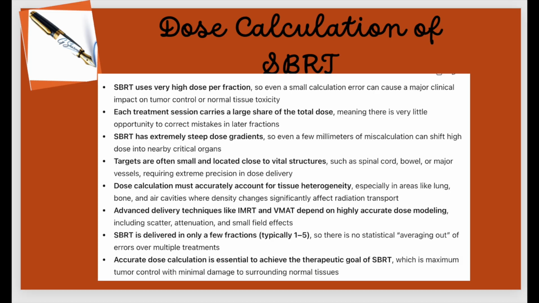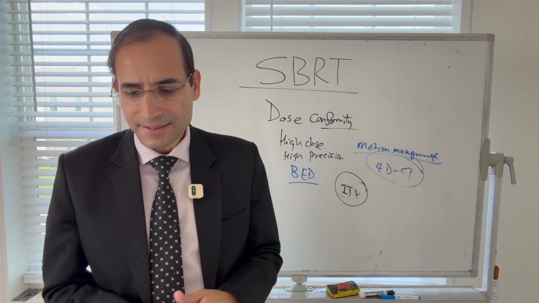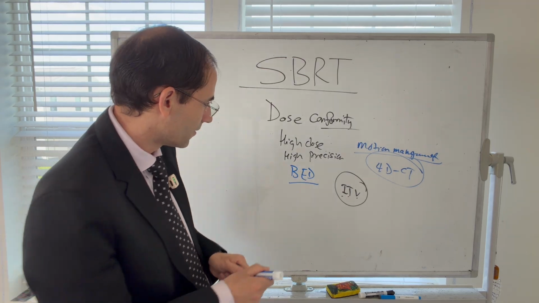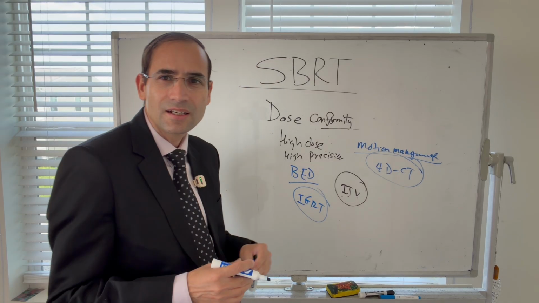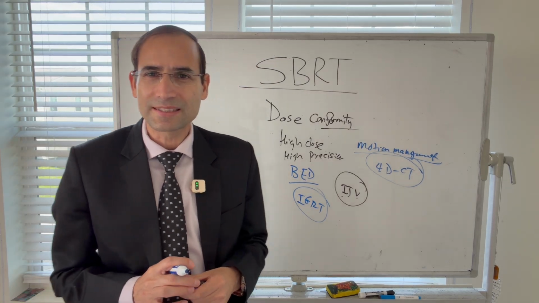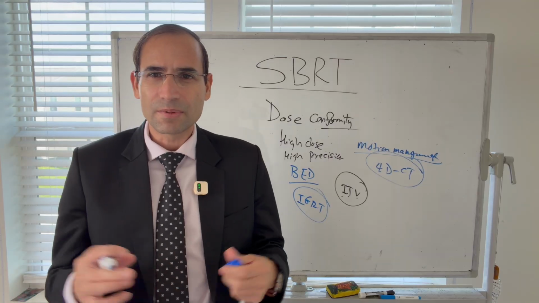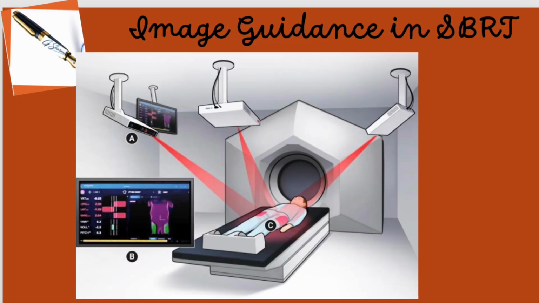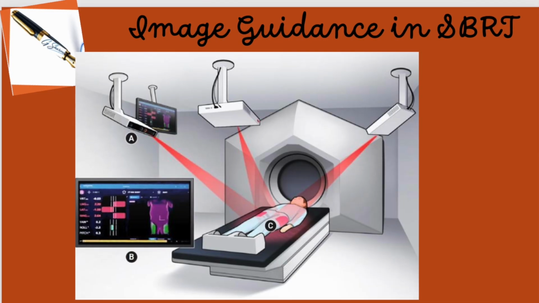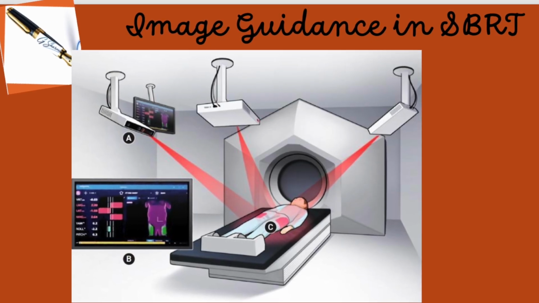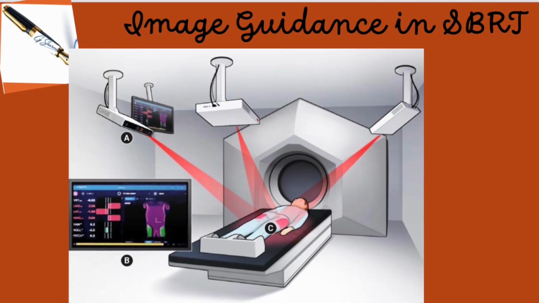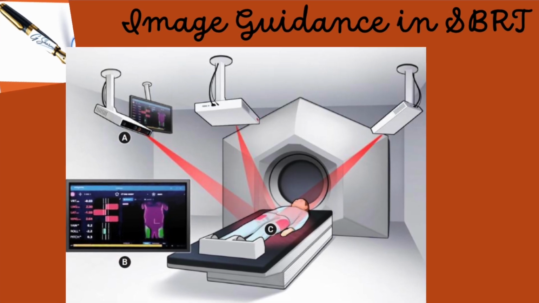Let me go a little further with image guidance, which we call IGRT. I'll have a next lecture on surface guided radiation therapy, so I'll discuss that in detail. Before the treatment, we verify the tumor position using cone beam CT or other imaging techniques. You can use any other.